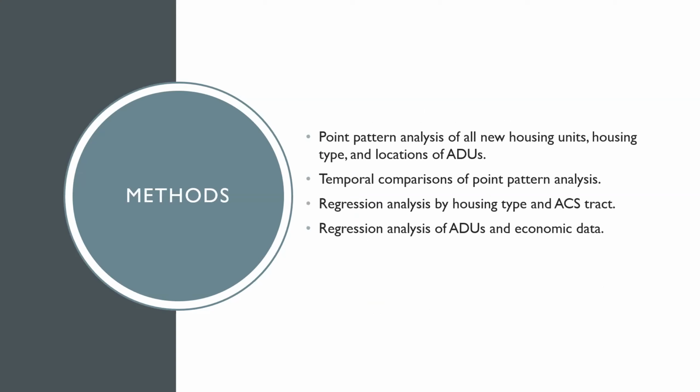In terms of preliminary methodological approaches, I believe I'll primarily be conducting point pattern analysis of all new housing units of different housing types and classes, as well as the location of ADUs. I'd like to conduct temporal comparisons of point pattern analysis to see how development has changed since 2018 and tie that analysis to different changes in legislation and ordinances. I'm planning on conducting regression analysis by housing type and ACS tract to understand the relationship between development and racial diversity of tracts. I'd also like to apply regression analysis to ADUs and economic factors.